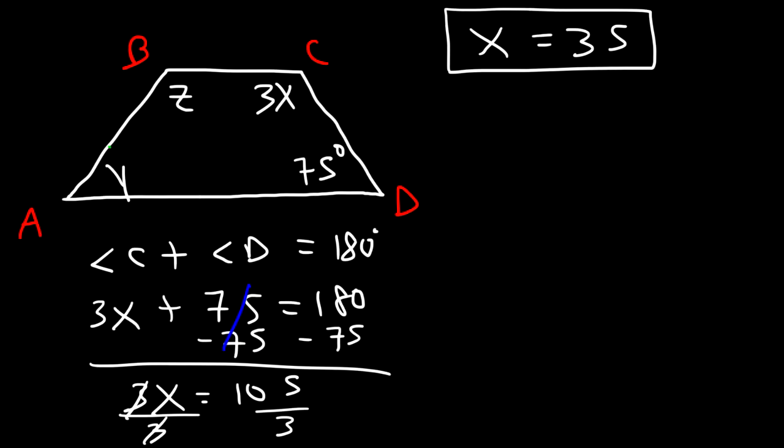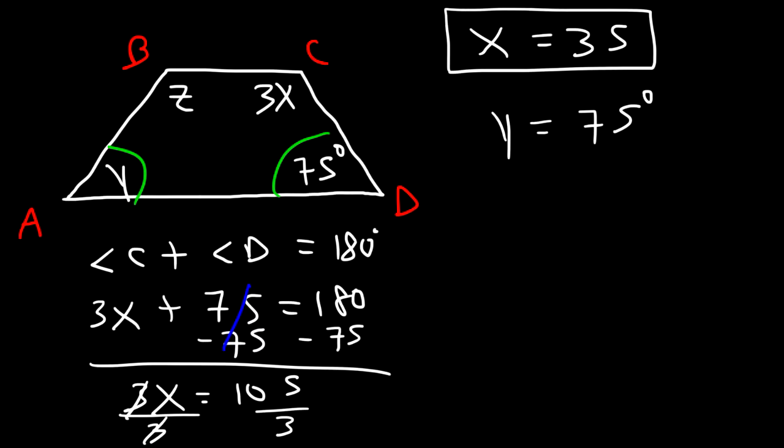Now what about the value of y? How can we find that answer? So since we're dealing with an isosceles trapezoid, which is the title of this video, we know that the lower base angles must be congruent. So that means that y has to equal 75.